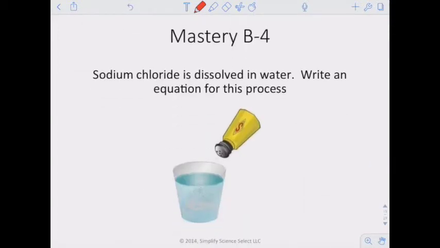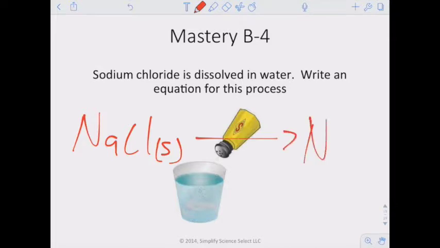And our mastery level question: sodium chloride is dissolved in water. Write an equation for this process. And so we have NaCl in the solid form. And when we have this, we're just placing it into water, and so therefore we'll have NaCl, and now we just put AQ. And so we would say that it hasn't reacted with water because it's not really changing it, but it's just in that water, so it becomes aqueous.